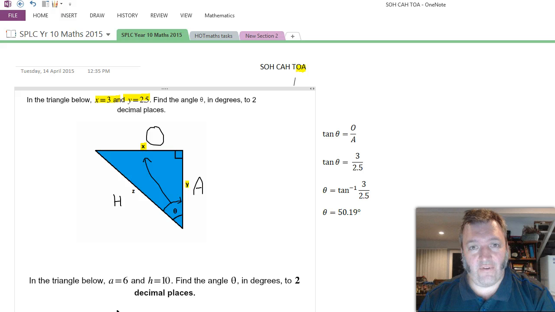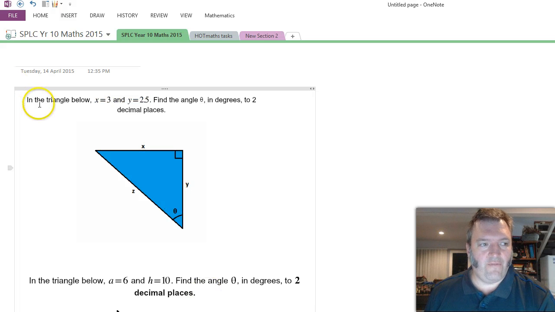Let's go ahead and have a look at our first one anyway, where we're trying to find angles using trigonometric ratios. Here we've got the first one over here in the triangle below. X equals 3 and y equals 2.5. Find the angle theta in degrees to two decimal places.